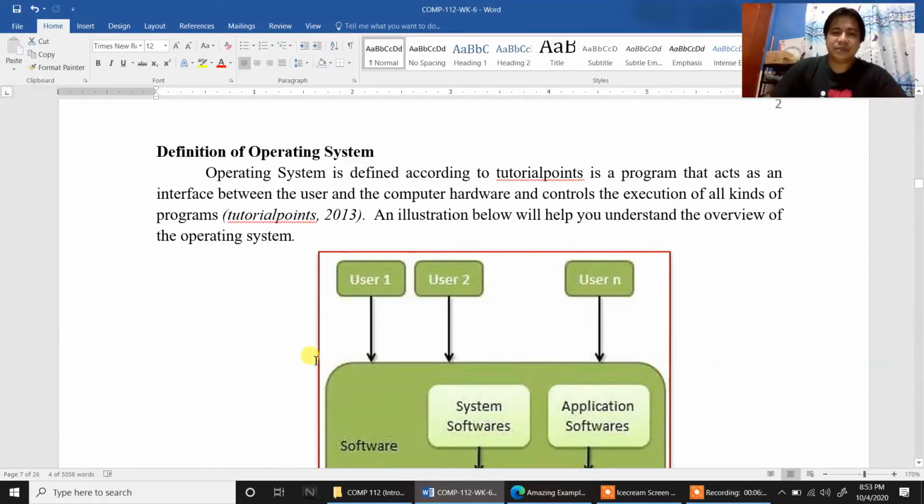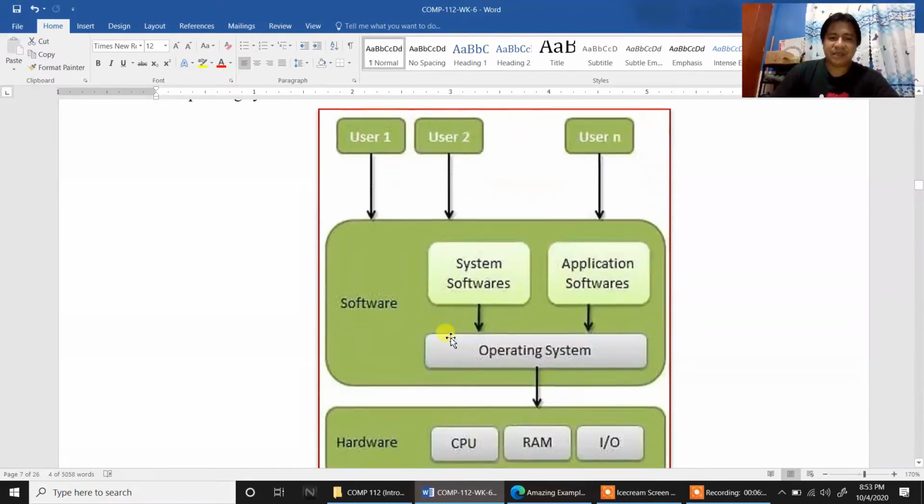So also based on the tutorial point, the operating system handles those applications. It is one of the mediators of our system, our computer, either laptop or desktop. The operating system mediates so that we can interface with what we are using or processing on our hardware.